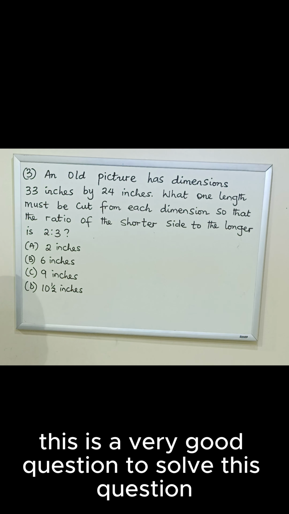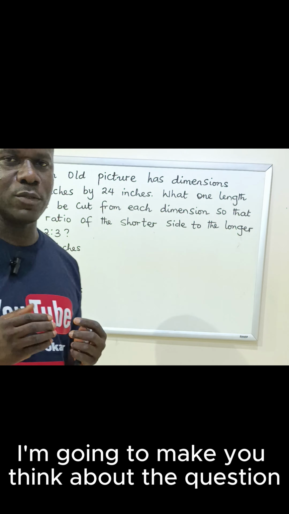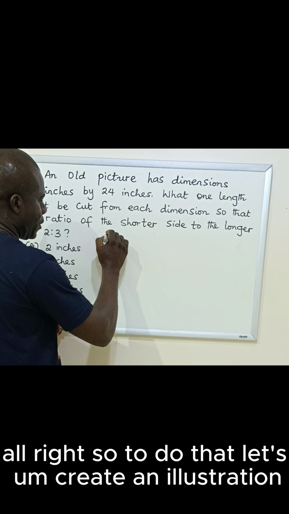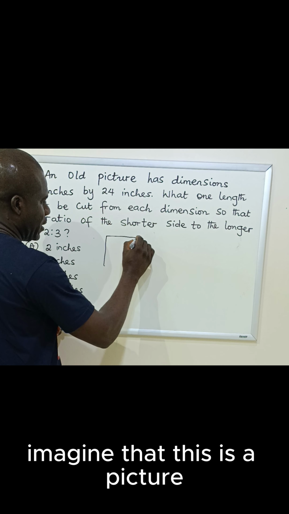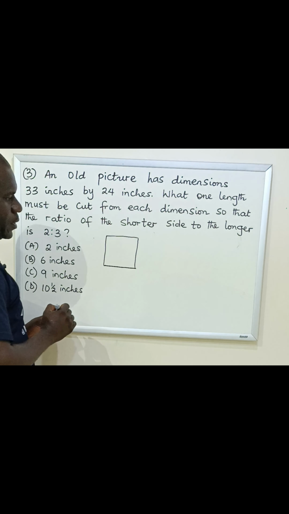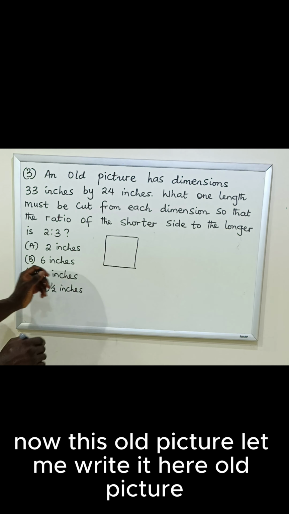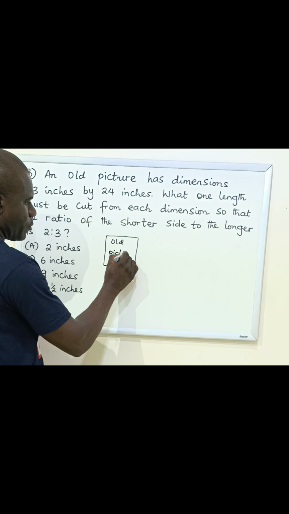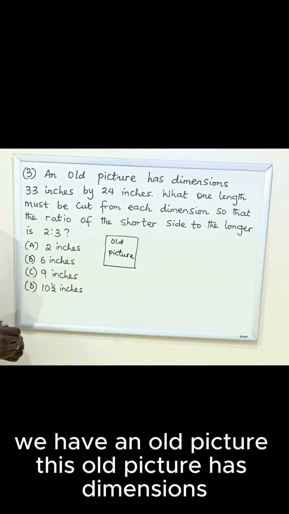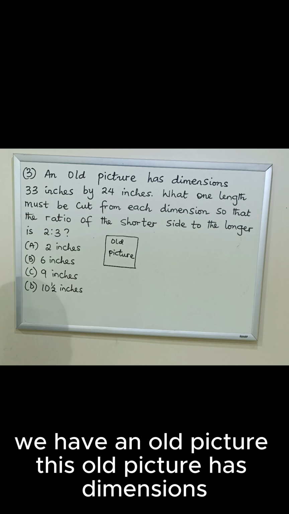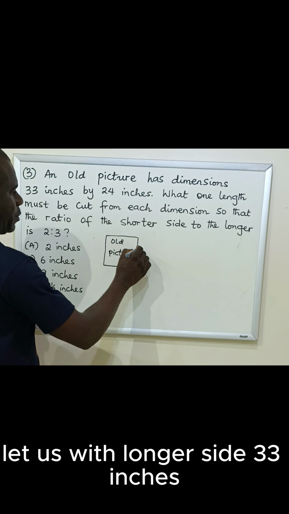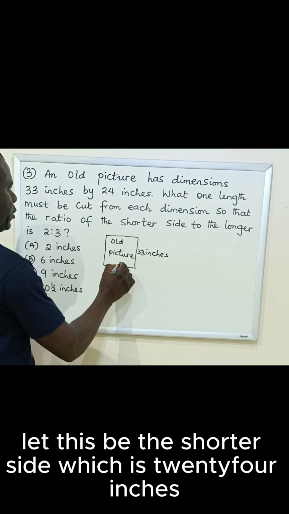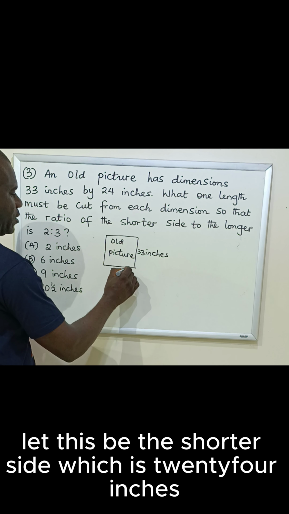To solve this question, I'm going to make you think about the question. So to do that, let's create an illustration. Imagine that this is the picture. This old picture has dimensions. Let this be the longer side, 33 inches, and let this be the shorter side, which is 24 inches.